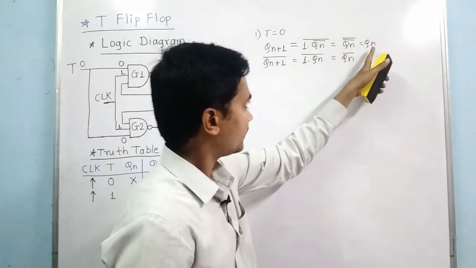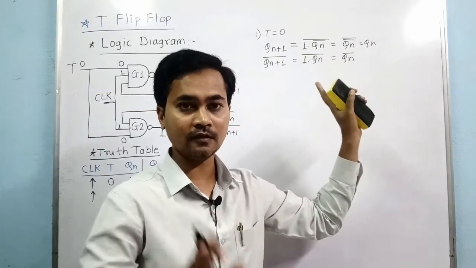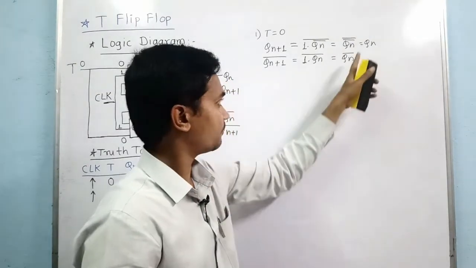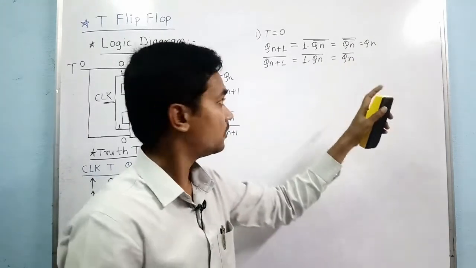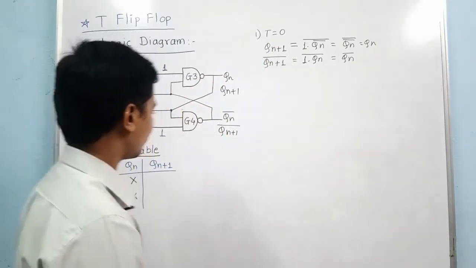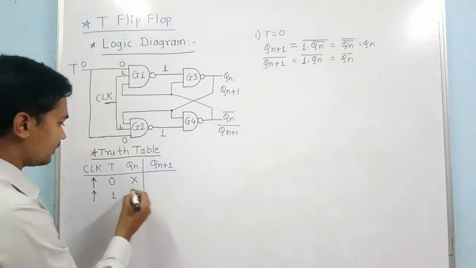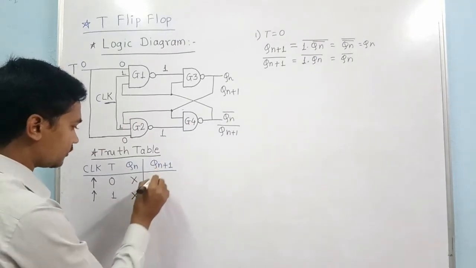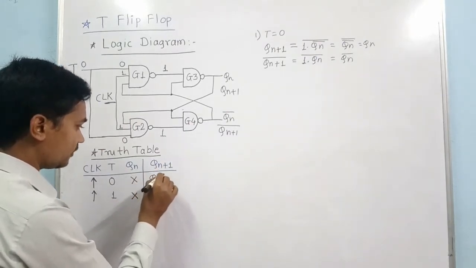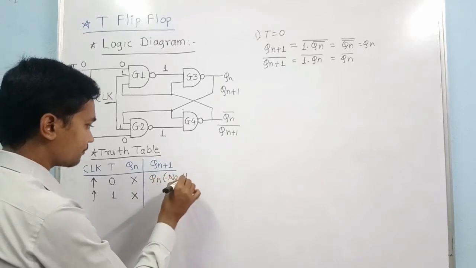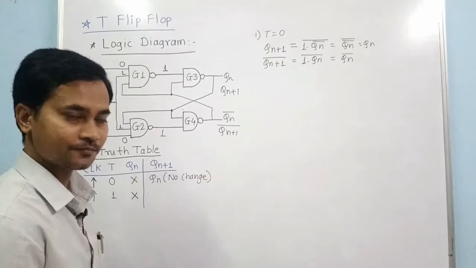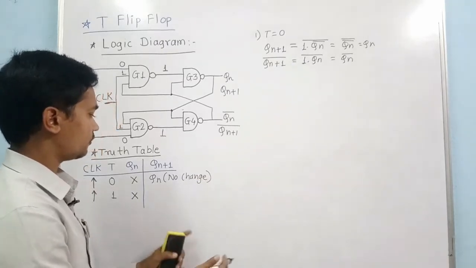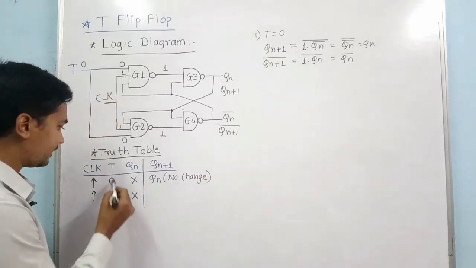So that means the next output state will be the present state, whatever it may be, when T is equal to 0. So here in this truth table I will write the next output state will be Qn, that is no change. Now let's go for the second case, that is when T equal to 1.